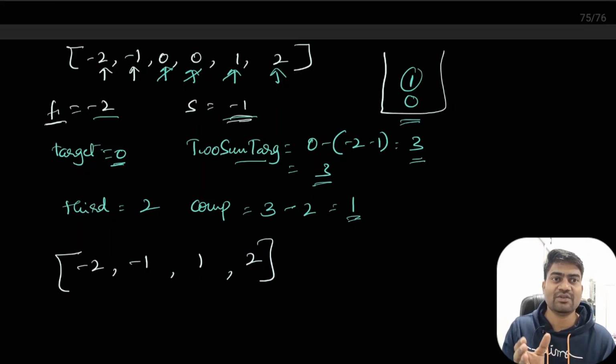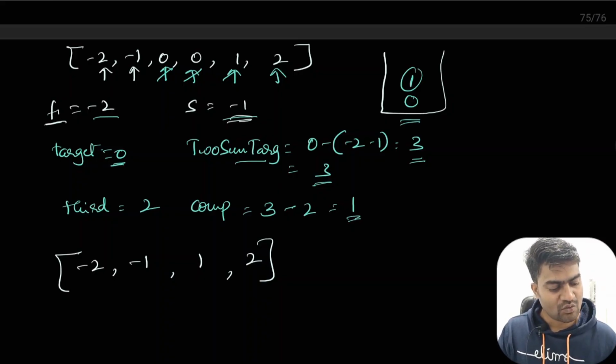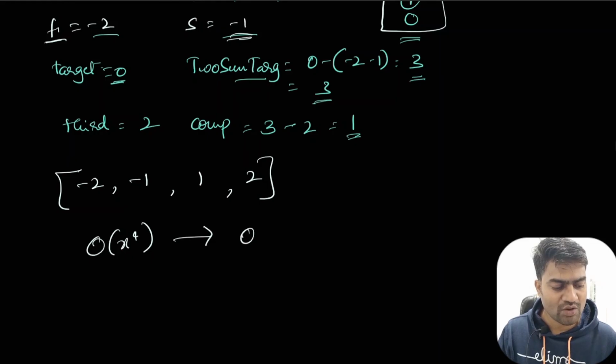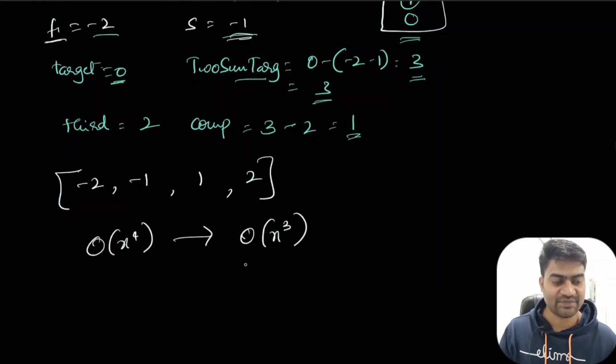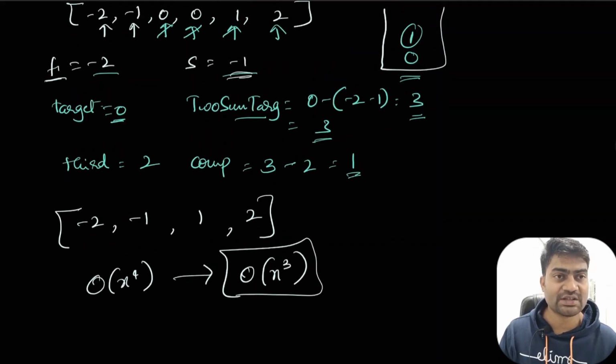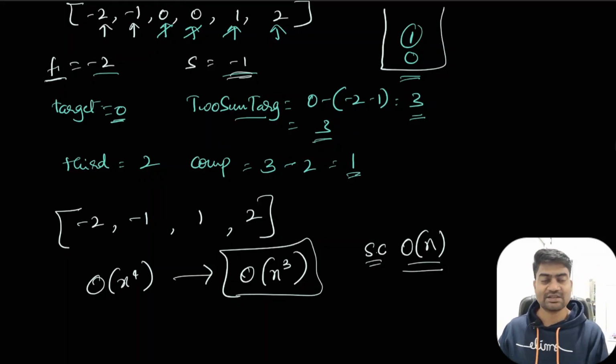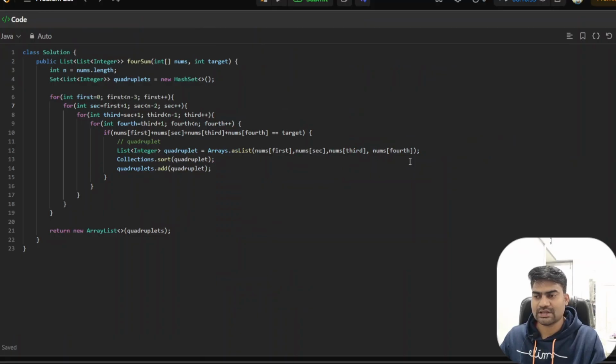So that way we can reduce its time complexity from O of n to the power 4 to O of n to the power 3. So this is our time complexity for this particular problem. And if you see, we use a hash set, right? So our space complexity becomes somewhere of order O of n. Okay, let us try to execute this solution and see.